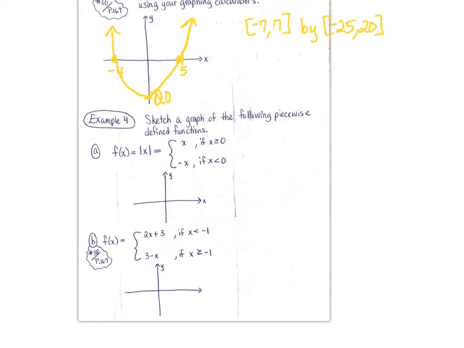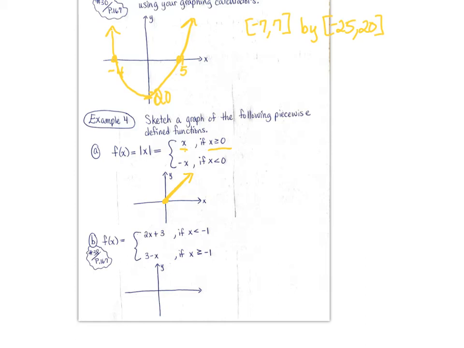Now we want to sketch a graph of the following piecewise defined functions. A, we have f of x is equal to the absolute value of x. The absolute value of x is equal to x if x is greater than or equal to 0, and it's negative x if x is less than 0. So this means that we have x if x is greater than or equal to 0. So we have 0 on up here.